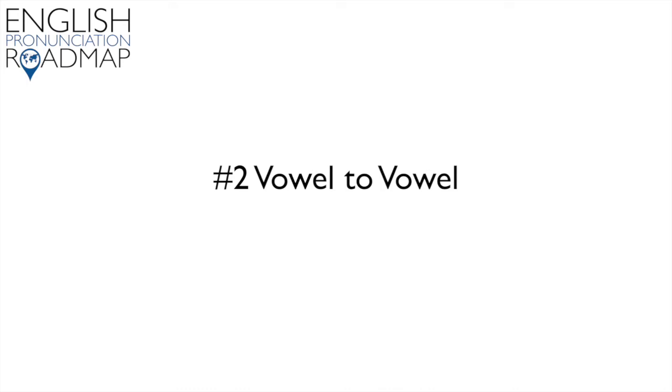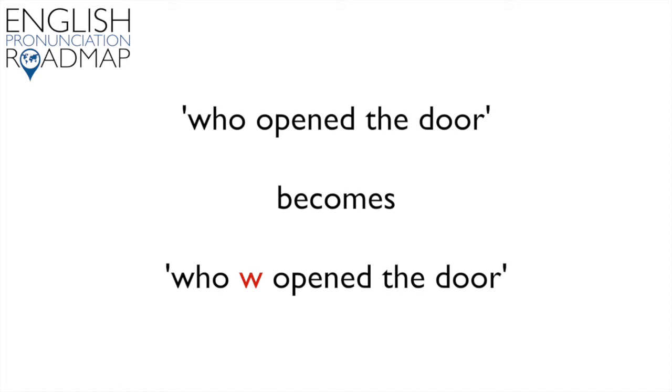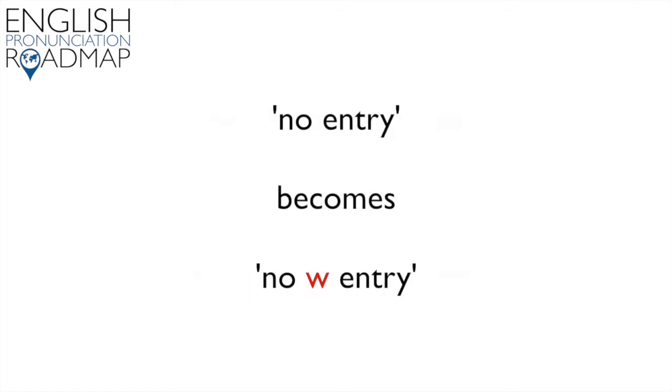Number 2, vowel to vowel. Words that end with a vowel often insert a consonant to link to words that start with a vowel, and these are called intrusive consonants, and in British English we have 3 of them. The first is the W sound, as in wet. For example, who opened the door sounds more like who wopened the door, who wopened, can you hear that? And no entry sounds more like no wentry, no wentry.